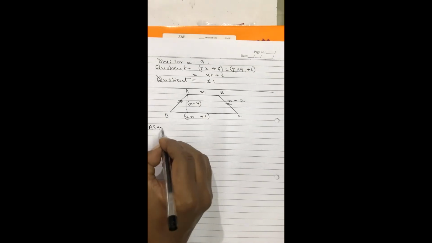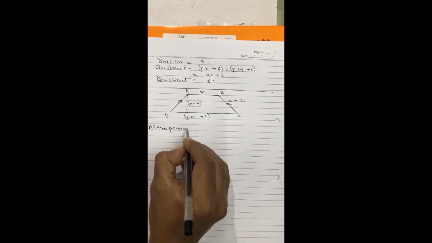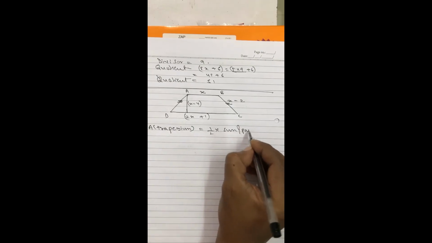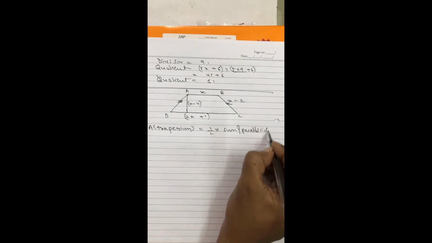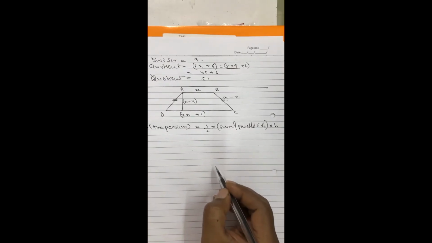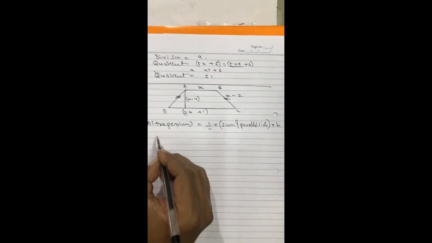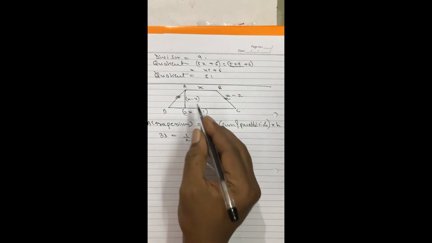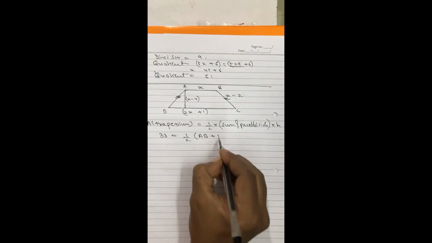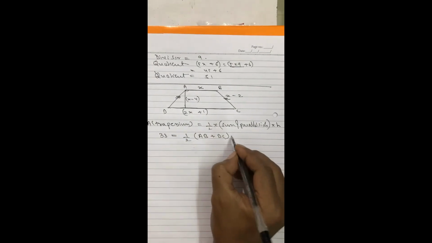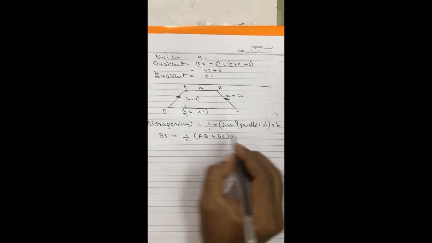So basically you have to find the area of the trapezium. Before that you should know the formula: area of trapezium is equal to half into sum of parallel sides into height. But they have given you the area of trapezium is 33. Half into sum of parallel sides, means AB plus DC. These are the parallel sides, AB, DC. Sum of them into height, they have also given AM.